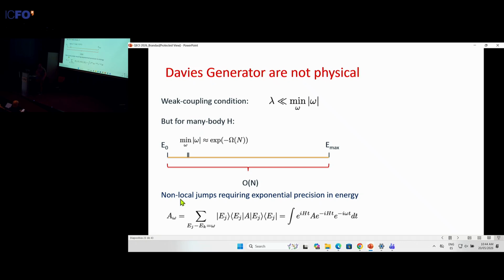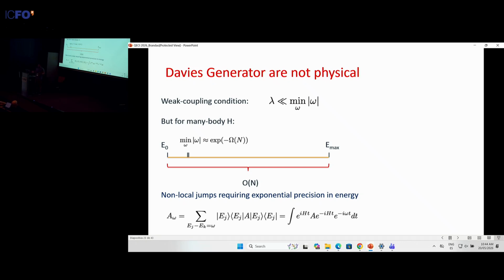Yes. N is the size of the reservoir as well? No, capital N is just the number of particles of the system. It is completely independent of the reservoir. The reservoir we have traced out. Okay, then I'm confused, but carry on. Yeah, okay.